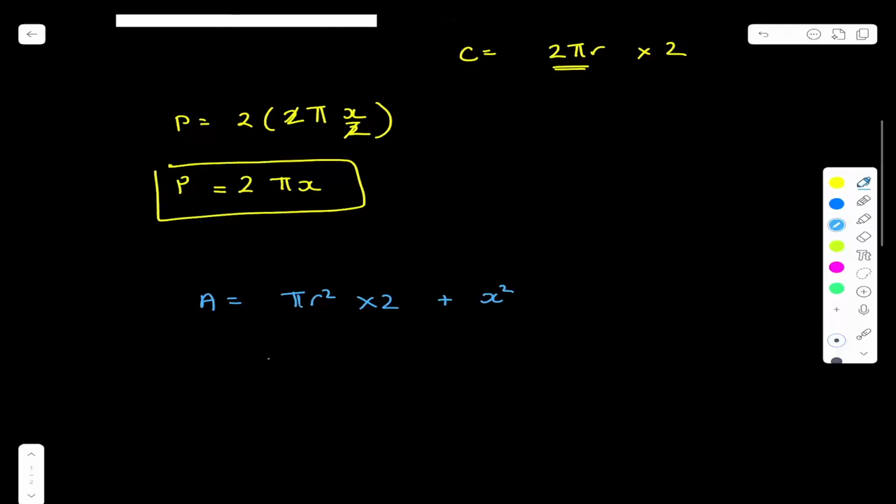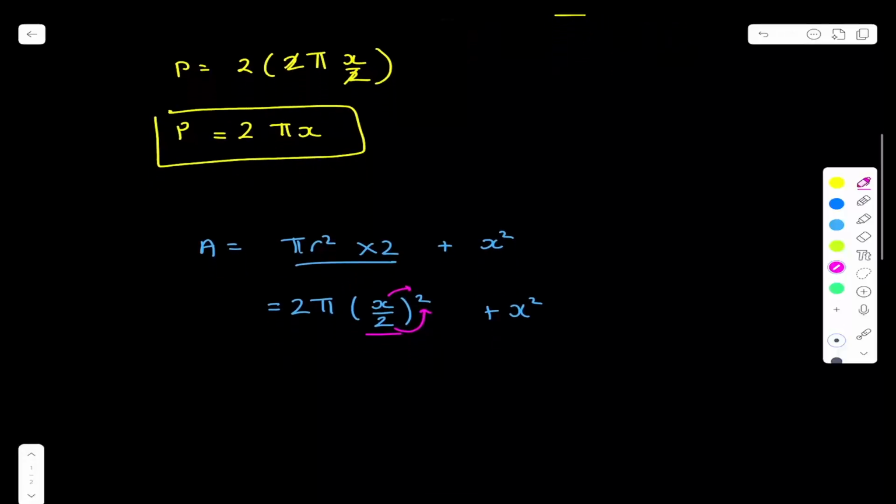So let's plug in what we know. This just simplifies to 2 pi, and r is x on 2, remember? The radius is just x on 2, so we can write x on 2 squared plus x squared. Okay, let's work out what this is. So x on 2 squared, you're basically squaring the top and squaring the bottom. So we still have 2 pi over here, and then we would have x squared, because x times x is x squared. On the bottom you have 2 squared, which is 4.